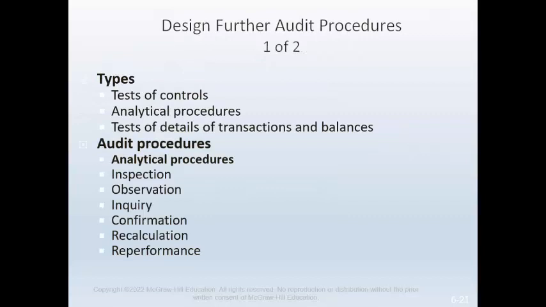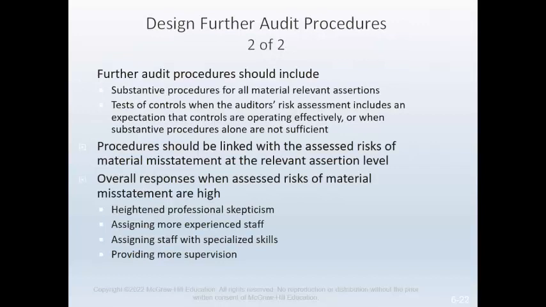The auditor's selection of further audit procedures is based on the materiality of the account balances, transactions, and disclosures being audited, and the assessed risk of material misstatement. The types of audit procedures include tests of controls, analytical procedures, and tests of details of transactions and balances. Audit procedures include inspection, observation, inquiry, confirmation, recalculation, and reperformance. Designing further audit procedures is a critical process that involves complex judgment to link specific audit procedures with the assessed risk at the relevant assertion level.